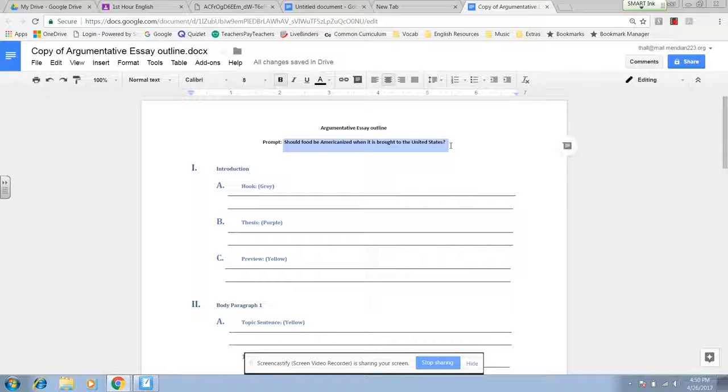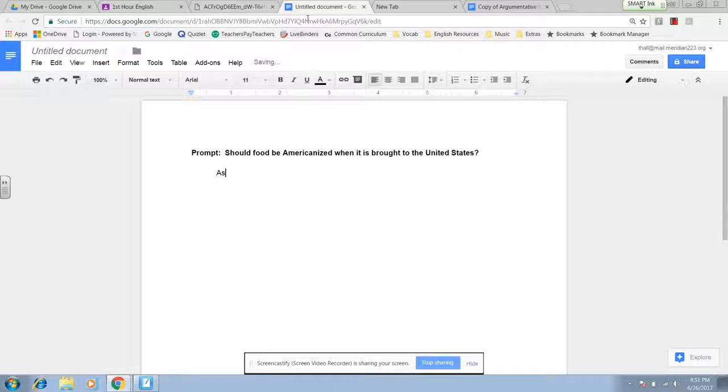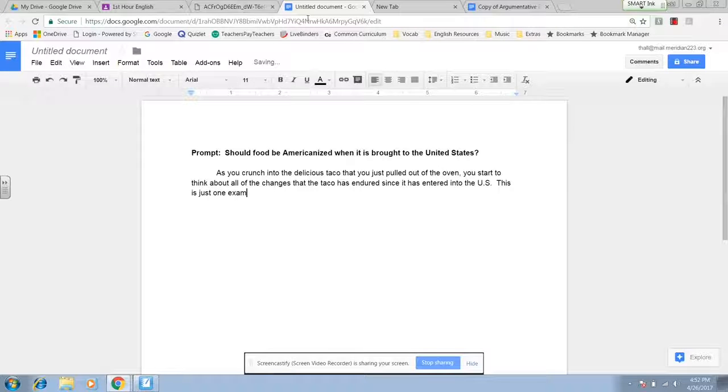but it is a hook nonetheless, and it's still better than nothing. A better hook would be an onomatopoeia, like your mouth burns as you crunch into the spicy taco. Or you could have a story, or a statistic. If a fact stands out in the article that really catches my interest, I could use it. Those are just a few different types of hooks. I'm going to use a story, and I'm going to write something like, as you crunch into the delicious taco you just pulled out of the oven, you start to think about all of the changes that the taco has endured since it has entered into the U.S. This is just one example of a food that has been improved when it was brought into America.